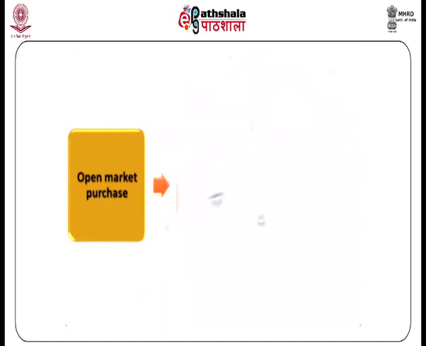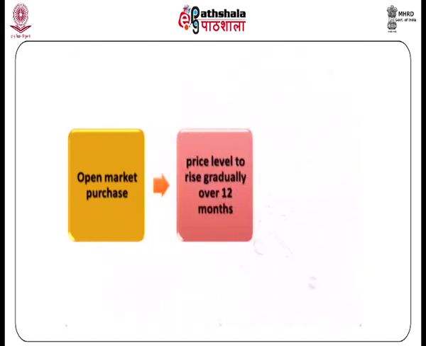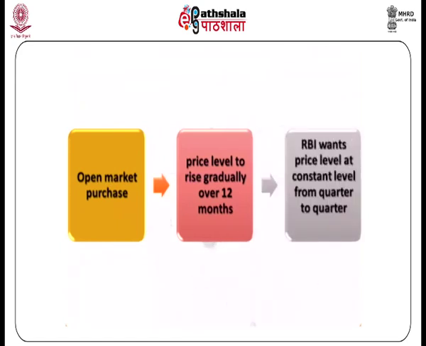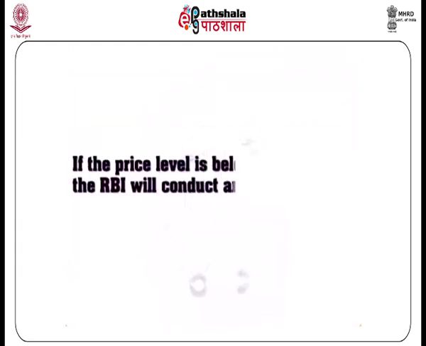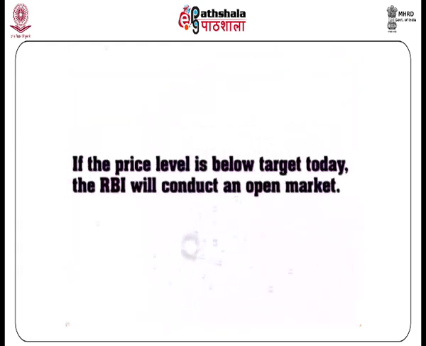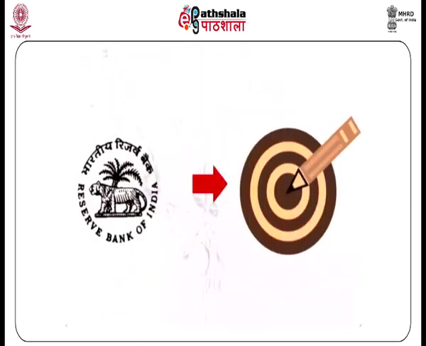Suppose an open market purchase causes the price level intermediate target to rise gradually over 12 months. The RBI wants the price level to be constant from quarter to quarter. Then, if the price level is below target today, the RBI will conduct an open market purchase sufficient to raise the price level to the targeted level within 3 months. If the RBI is successful, the price level will be at target 3 months from now.